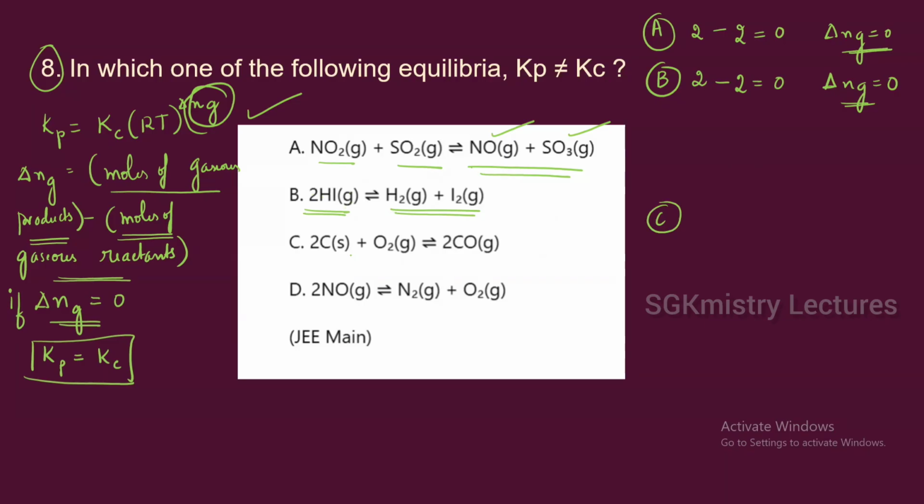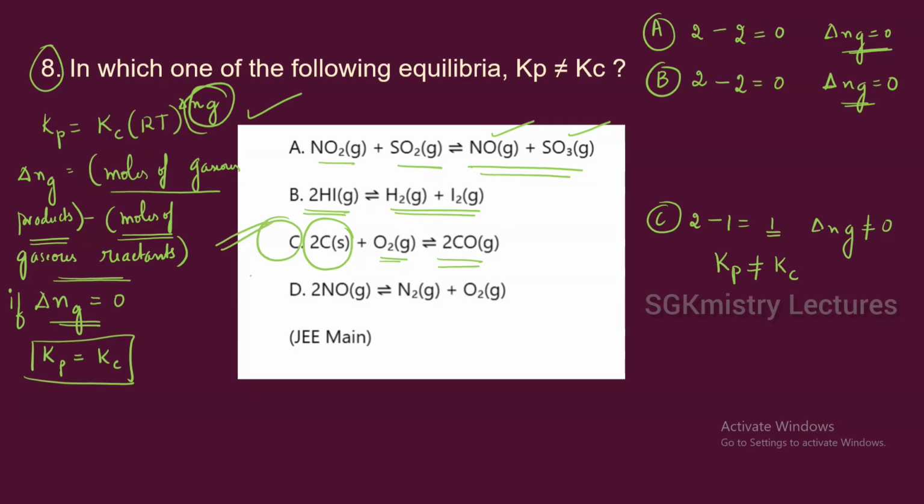Coming on to option C. See, in the product there are 2 moles, minus in the reactant, this is in the solid state, so I cannot consider that. We are only looking into the gaseous reactants or gaseous products. So in the reactant, I have only 1 mole of the gaseous reactant. So 2 minus 1 is 1. So here delta Ng is not equal to 0. So in this case, we have Kp which is not equal to Kc. So we have the answer, that is option C.